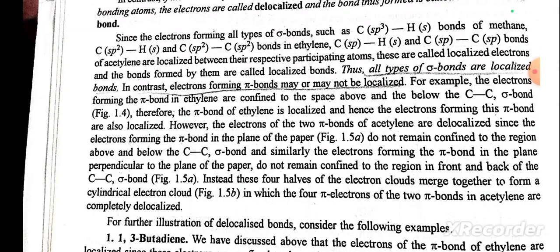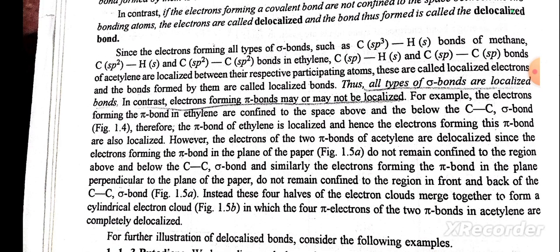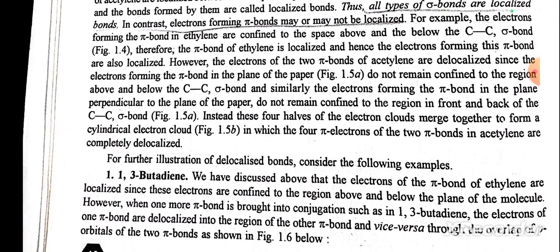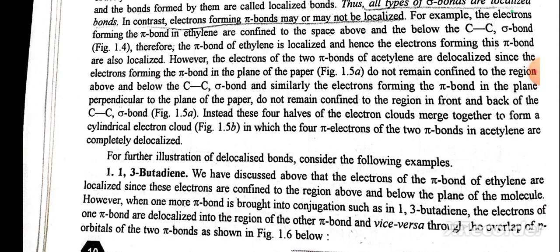Since the electrons forming sigma bonds, as in the C-H bonds of methane, the bonds in ethylene and the bonds in acetylene, are localized between their respective participating atoms, these are called localized electrons and the bonds formed by these are called localized bonds. In contrast, the electrons forming pi bonds may not be localized. For example, the electrons forming the pi bond in ethylene are confined to the space above and below the carbon carbon axis. Therefore, the sigma bond and pi bond of ethylene are localized, and the electron pair forming the pi bond is also localized. However, the two pi bonds of acetylene are delocalized.